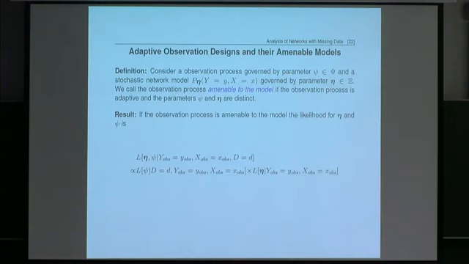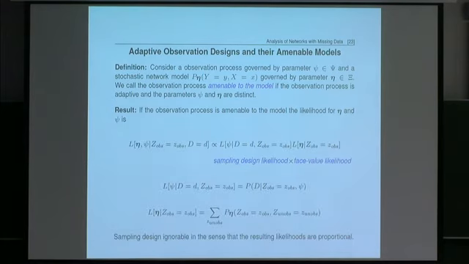In particular, we say that the observation process is amenable to the model if it is adaptive and if the sampling parameters and the model parameters are distinct. And what this allows us to do is split the likelihood into these two parts, where the first piece here is the sampling design likelihood and the second piece is the face value likelihood. And if we have this amenability, then for the sampling design, we can ignore it in the sense that all of the resulting likelihoods we're considering will be proportional, and we can just consider models for the face value likelihood.